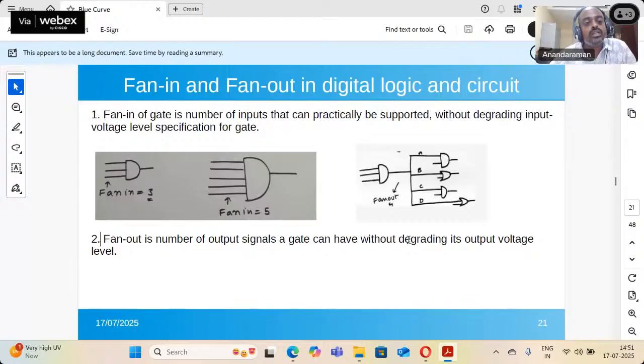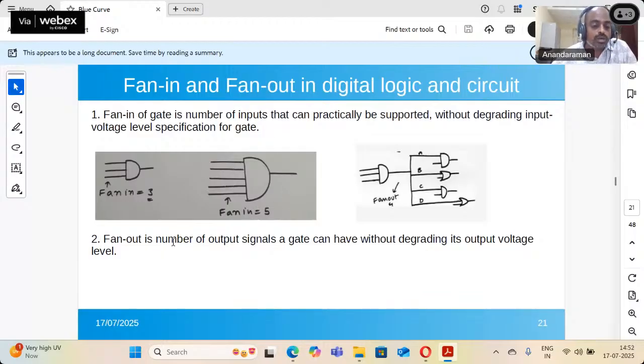So fan-in of a gate is the number of inputs that can practically be supported without degrading the input voltage level specification for the gate. Each gate will have some specification. For example, this gate may have 10 volts maximum capacity, and another may have 20 volts. So if each input is 5 volts, then you can connect up to 4, but the fifth you cannot connect. So this is the fan-in concept.